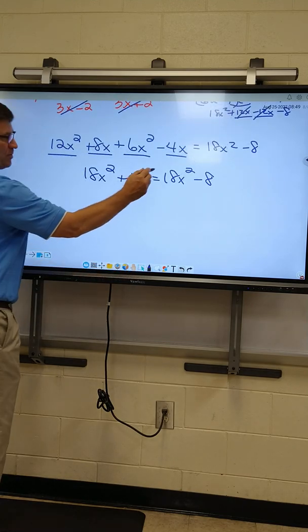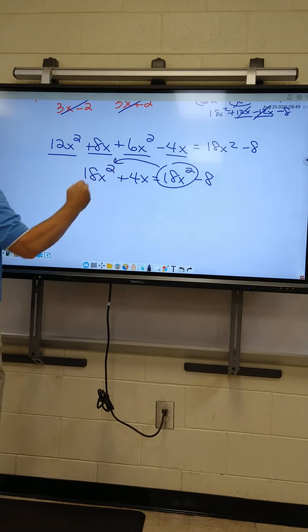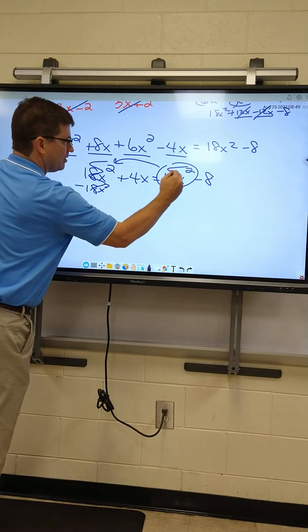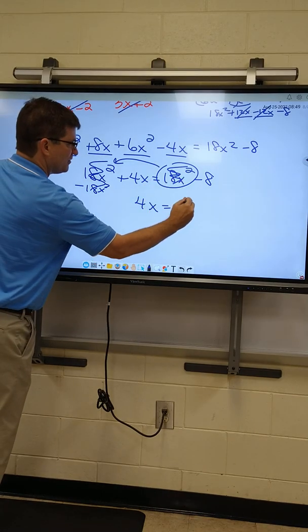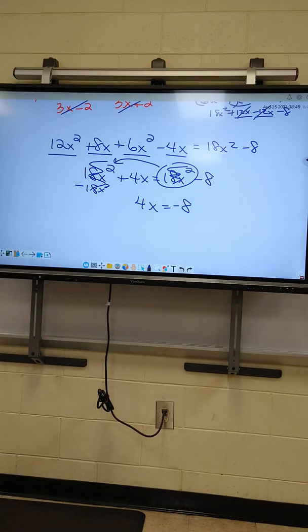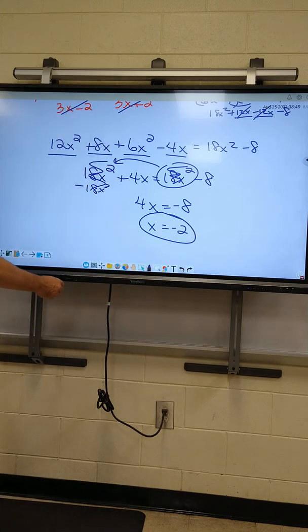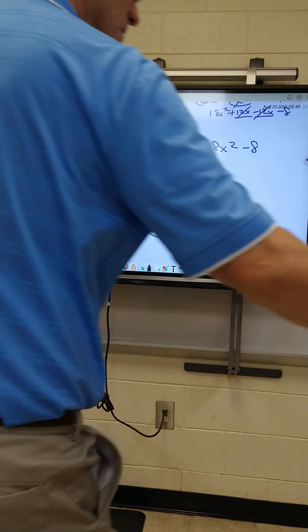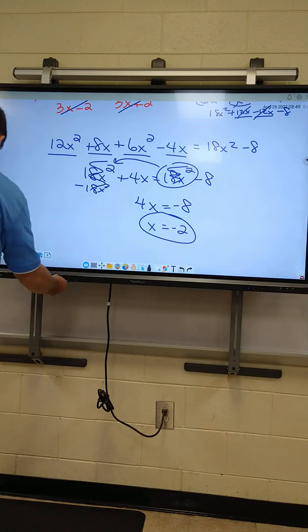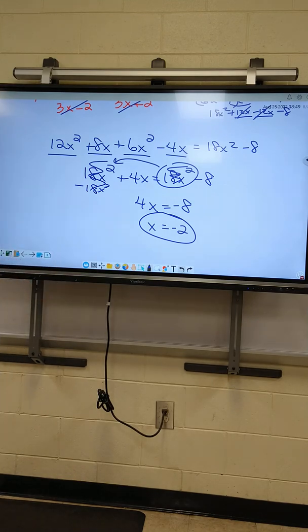All right, what's going to happen with 18x squared, guys, when I bring it over here and put it with this one? It turns into a minus 18x squared. They cancel out. All I got left is 4x equals negative 8. So this time we're not going to have to do quadratic formula because my x squares canceled out. So my answer is just negative 2. So that one was easy to work out. It was hard to get rid of the fractions on that one. Let's hope we don't have to do that one again.